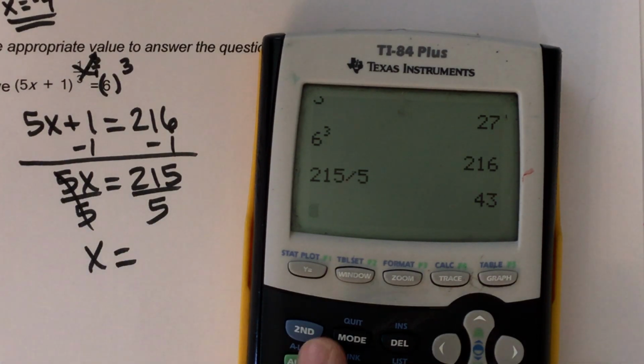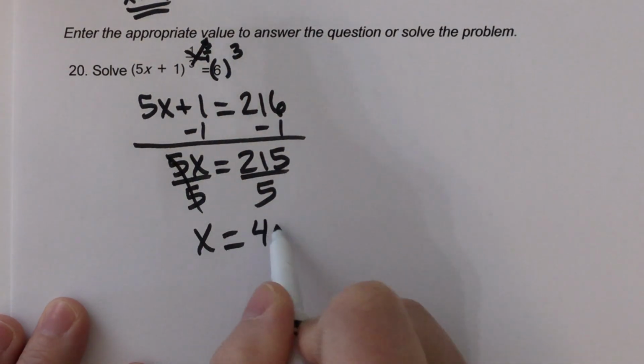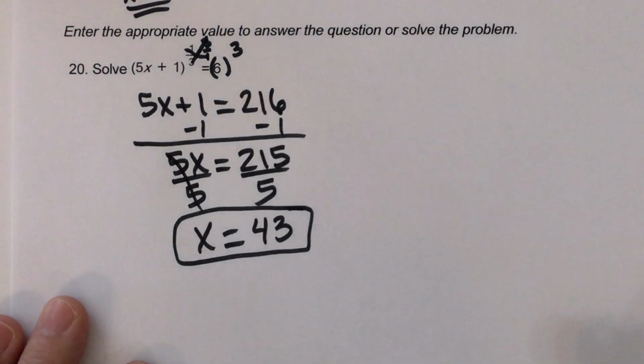And that is 43. So 43 is my answer, and 43 is what I would type in if I was typing things in. And that's it.